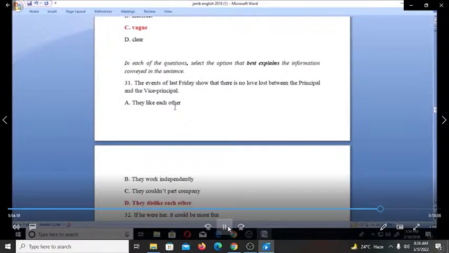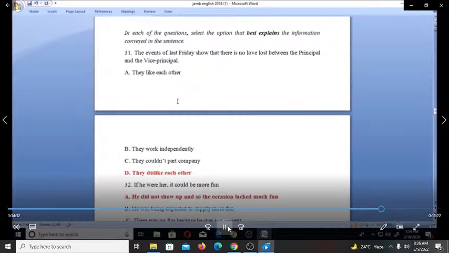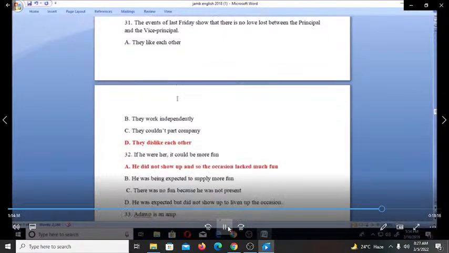The events of last Friday show that there is no love lost between the principal and the vice principal. Option A, they like each other. B, they work independently. C, they couldn't part company. D, they dislike each other. No love lost. They never like themselves.